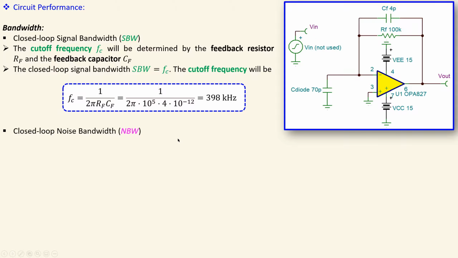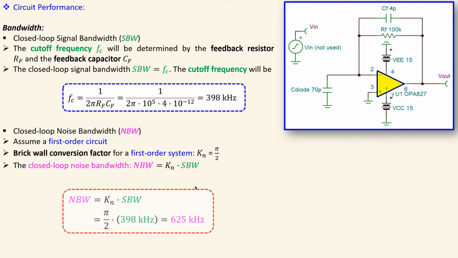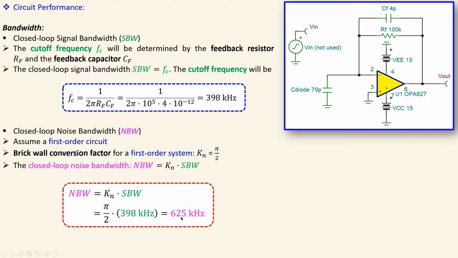Now, the closed-loop noise bandwidth, assuming a first-order circuit, assuming that we then have a Brick-wall conversion factor of pi over 2, I will just multiply this with the signal bandwidth or the cutoff frequency. I will have then this 625 kilohertz. This is what we will use in the noise calculations and not this frequency.